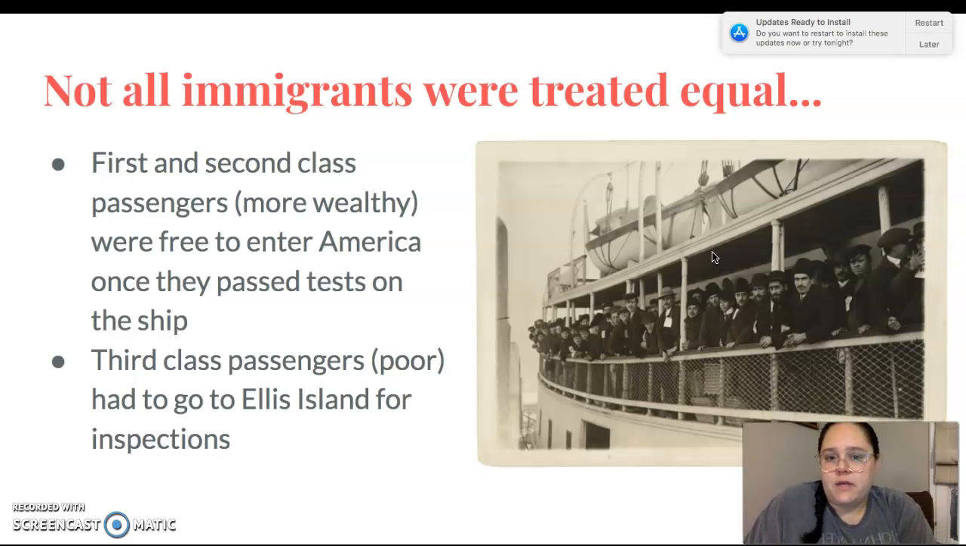Not all of these passengers were treated the same. There were different classes: first class, second class, and third class. First and second class were the more wealthy people, and as soon as their ship arrived in New York City, they were given a quick look over test and then sent right into America. The third class passengers, who were the poor passengers, were not allowed to go on to New York City directly. They had to go to Ellis Island for more inspections. So the people with money were allowed right in, whereas the poor people had to go through many steps to see if they could even get into the country. Some of them did not get let in because they were sick or the officials saw something on them that they did not want to let into America.